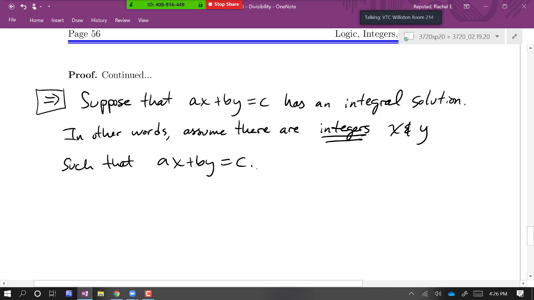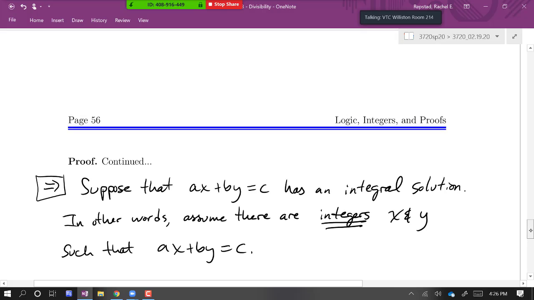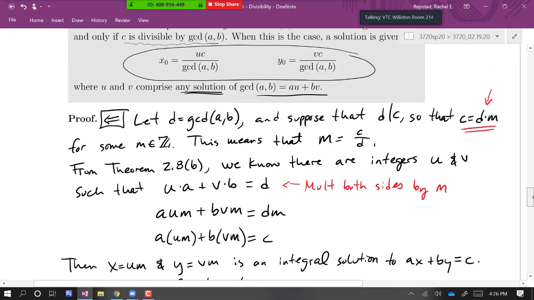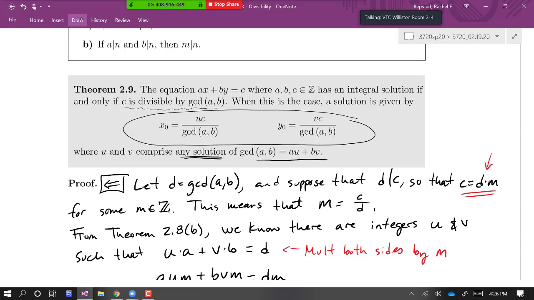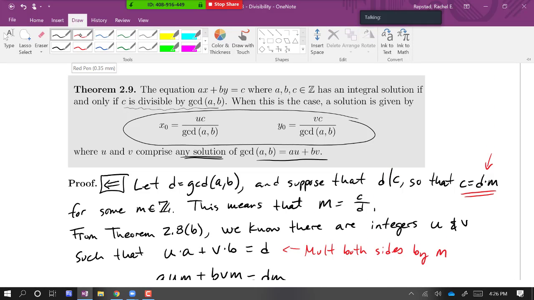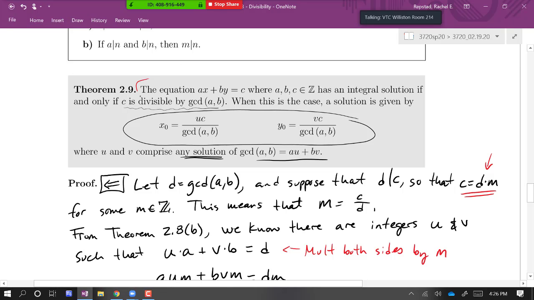And what are we going to show? I'm going to scroll back up. I'm scrolling back down in just a second, but we're assuming that this equation has an integral solution. So now we're going to show that C is divisible by the greatest common divisor. We want to show that D divides C.